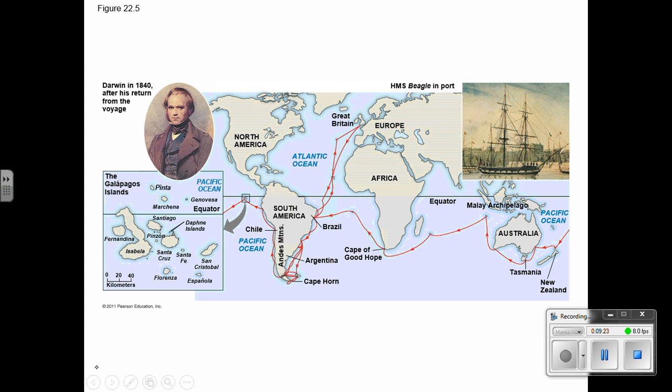Let me go back to this map a minute. So here's South America. Here's the Galapagos Islands. And so the finches and the things he found on the island were similar to things found here in South America, but not identical.